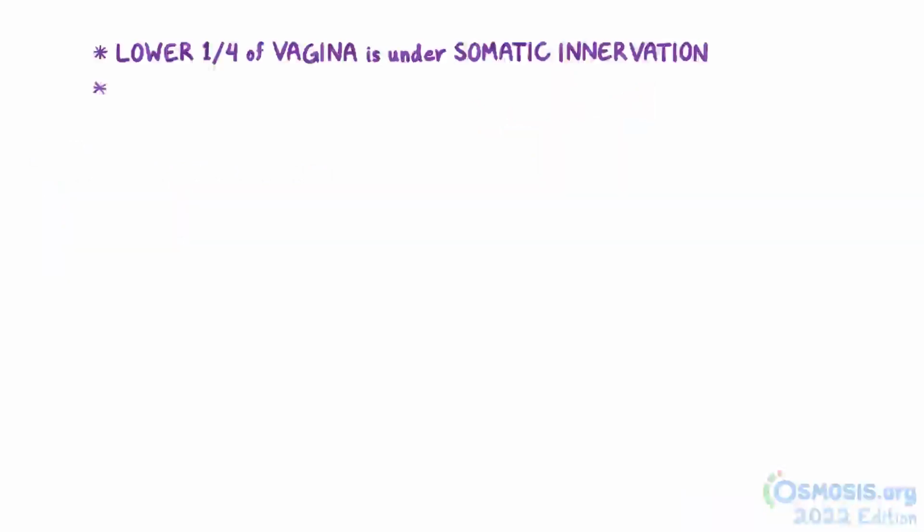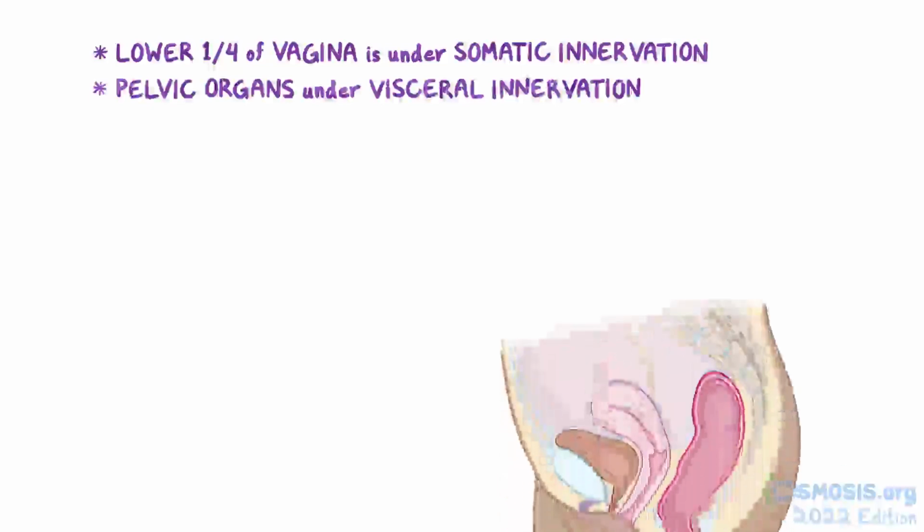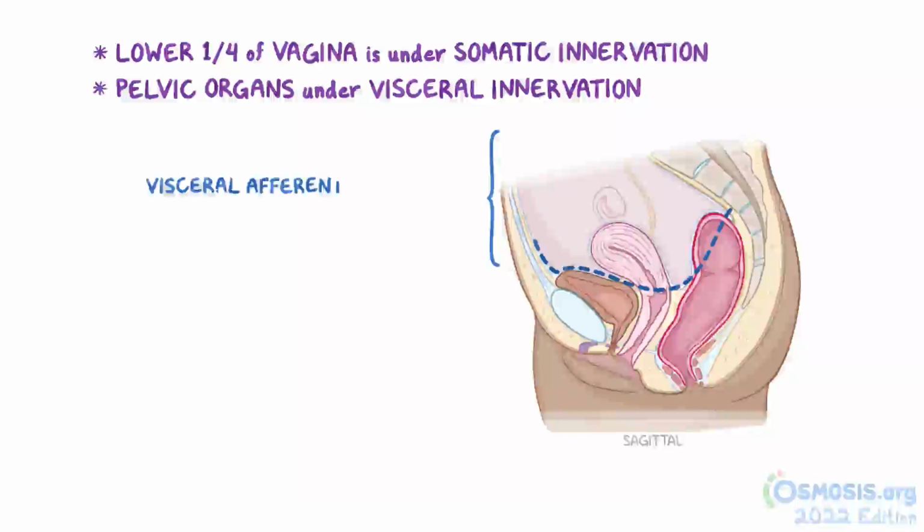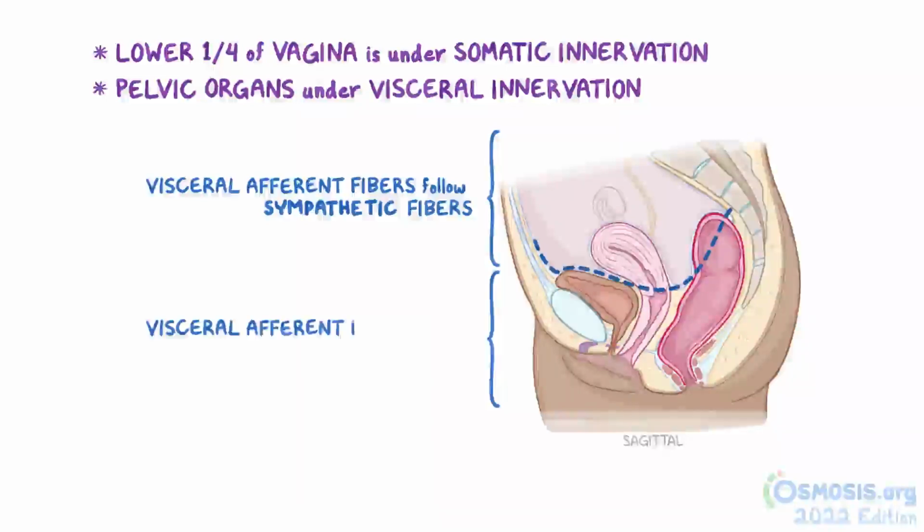With the exception of the lower 1/4 of the vagina, which is under somatic innervation, the pelvic organs of the female reproductive system are under visceral innervation. The ovaries, uterine tubes, fundus, and body of the uterus lie above the pelvic pain line, and their visceral afferent fibers follow the sympathetic fibers. The cervix and upper 3/4 of the vagina lie below the pelvic pain line, and their afferent fibers follow the parasympathetic fibers.